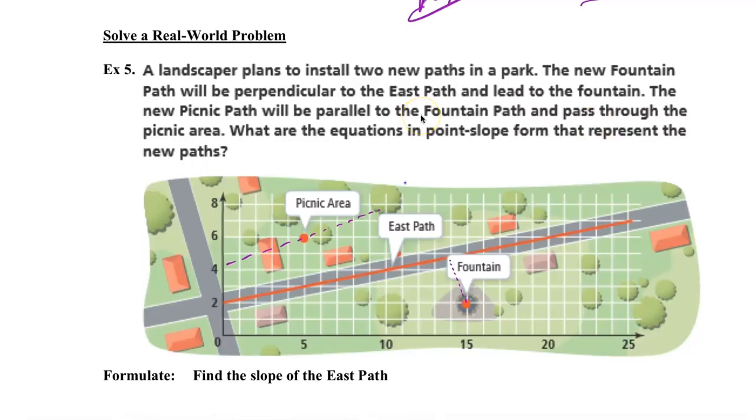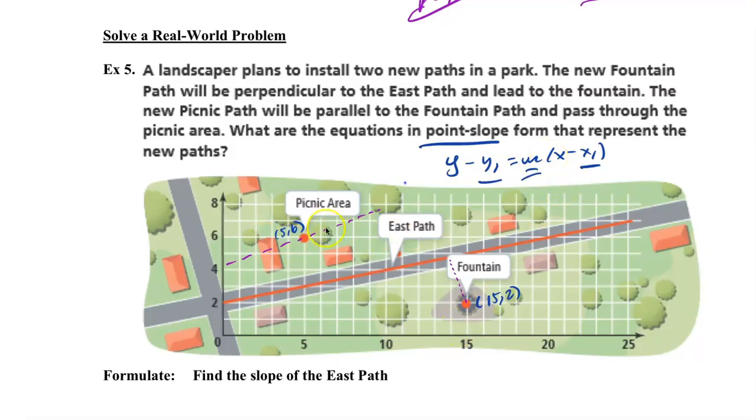Okay, let's remind everyone of my favorite path, right? Point slope, my favorite equation, y minus y1 equals m(x minus x1). So remember, when we have this form, we need two things. We need a point, x1, y1, which we have here. Our picnic area, we have our point 5, 6. I'll write it right here so we can see it, 5, 6. We have it for our fountain area. That looks like it's 15, 2. So those are our points. And we need a slope. That's the thing we don't have.